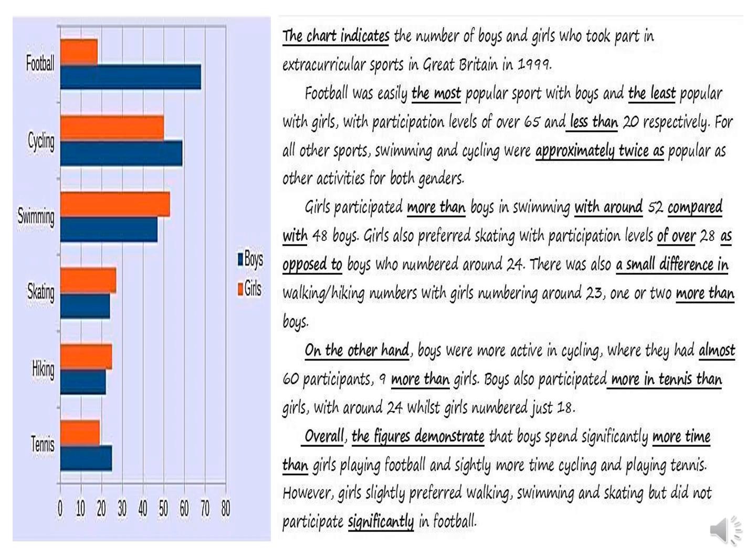Okay, this one is another example for the bar chart. Here the y-axis shows the activities and the x-axis shows the number, and here too the blue bars show the number of boys and the orange ones show the number of girls. So go through this one.